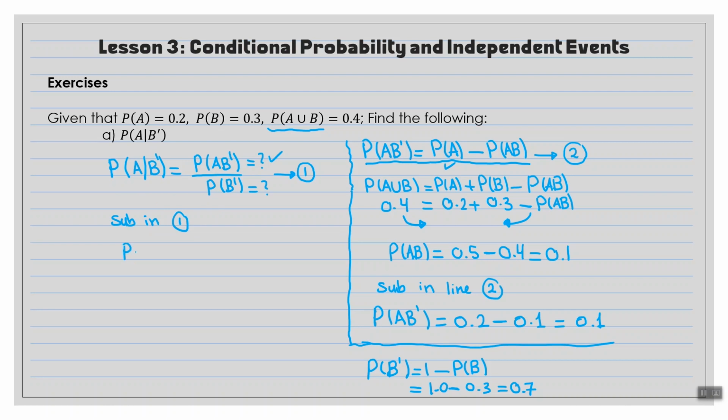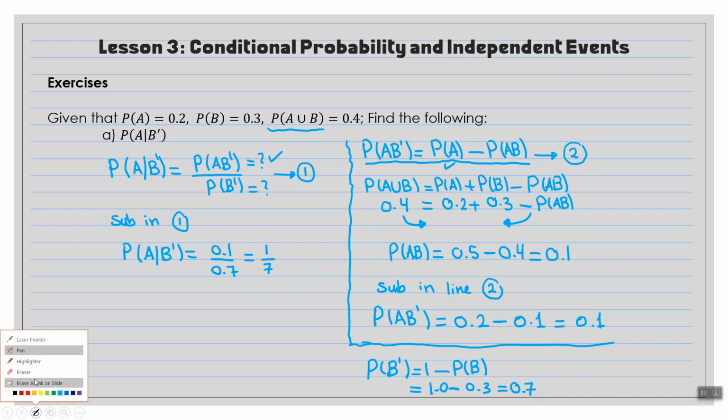We get that the probability of A with condition of B dash is equal to the probability of AB dash, which is 0.1, over the probability of B dash, which is 0.7. We can actually cancel the 0 point with the 0 point because we have 1 decimal place, 1 decimal place. So we will get 1 over 7. So the probability of A given B dash is equal to 1 over 7.